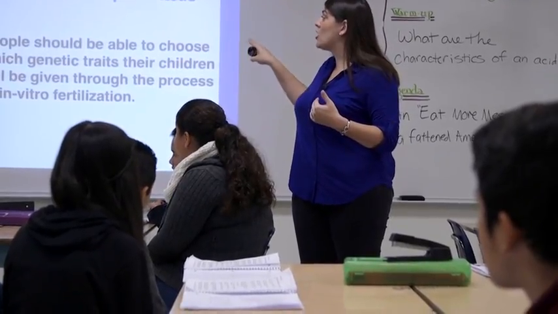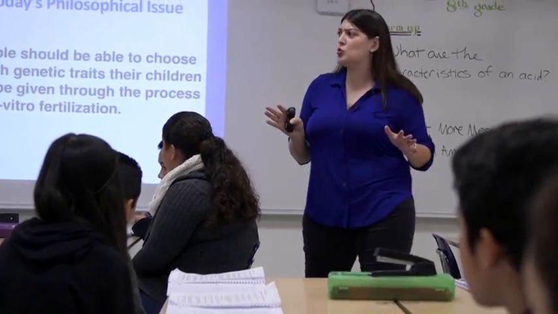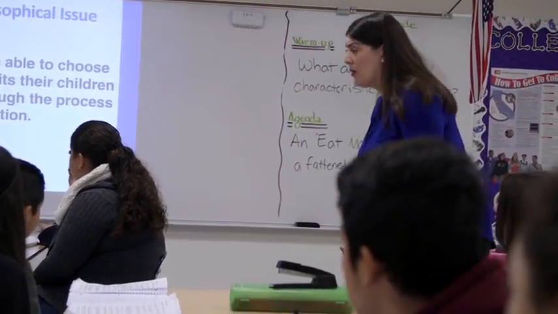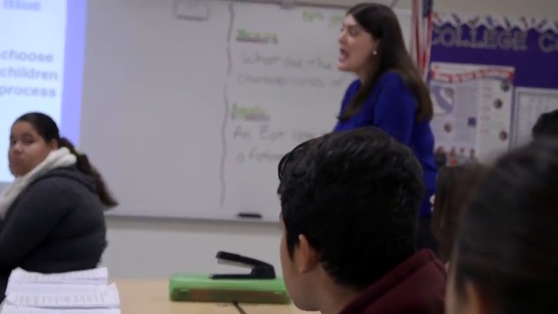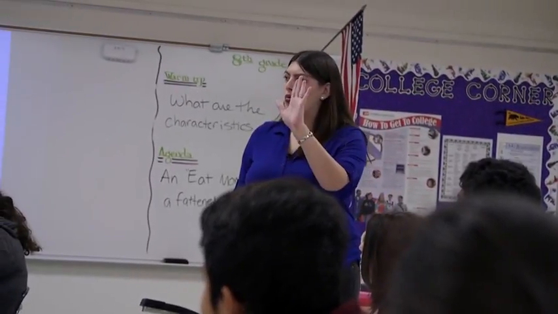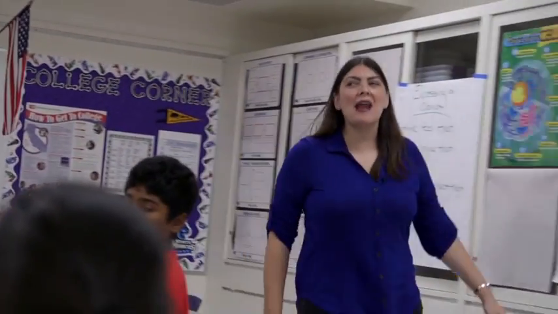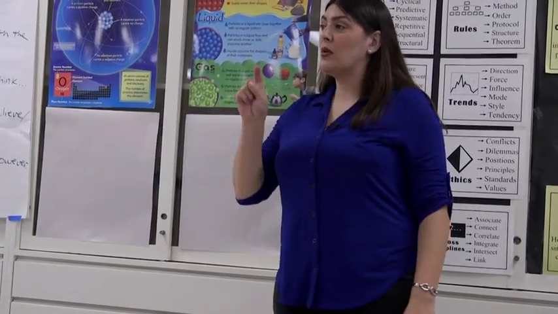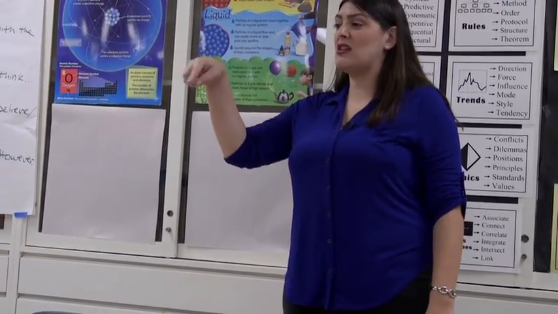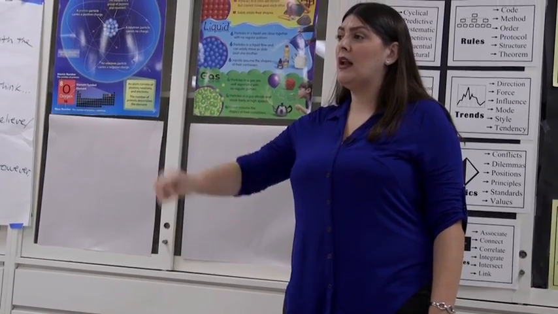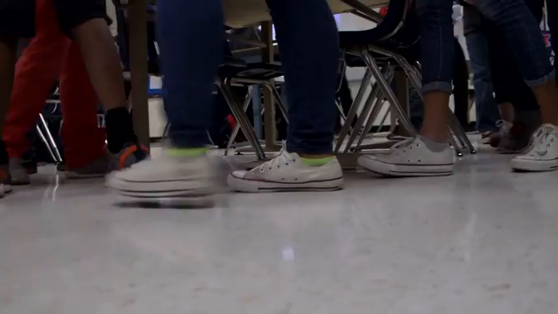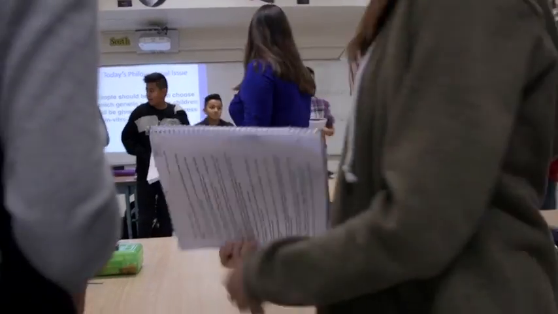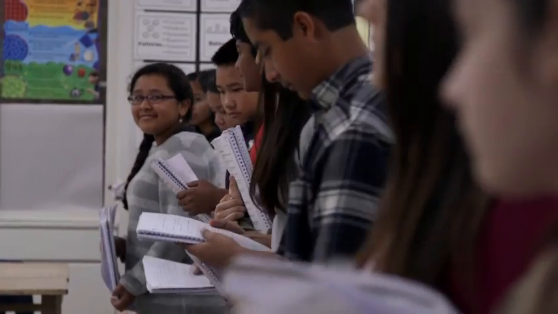So if you agree that people should be able to choose what genetic traits their children have, you're going to be in this aisle right here. If you, however, feel, no, I don't believe that that's right, people should not be able to choose their genetic traits, then you guys are going to line up in this aisle right here. Okay? You need to take your notebooks with you. You need to tuck your chairs underneath. Make sure there's nothing on the floor for people to trip on. Go. You have 5 seconds. 5, 4, 3, 2, 1.